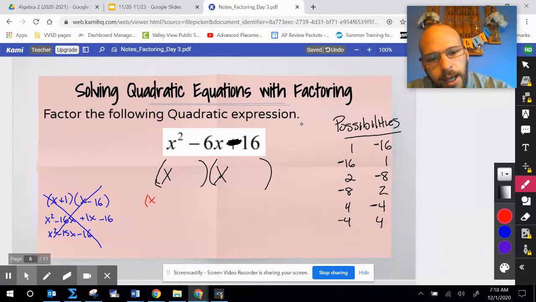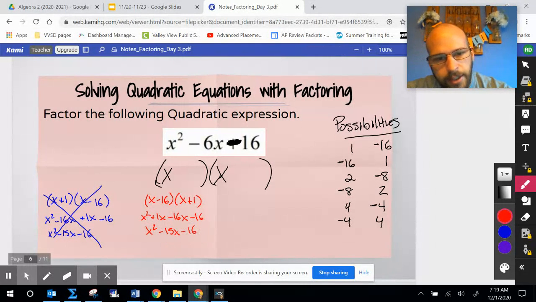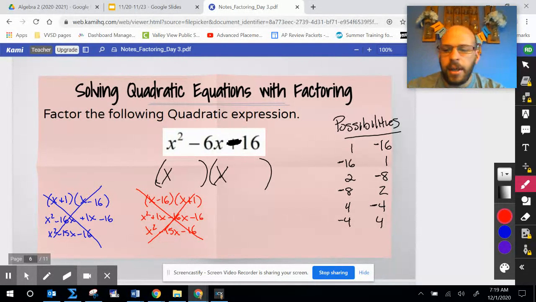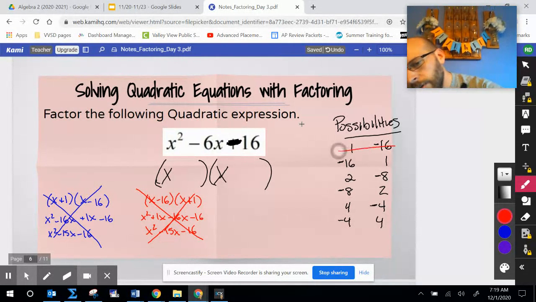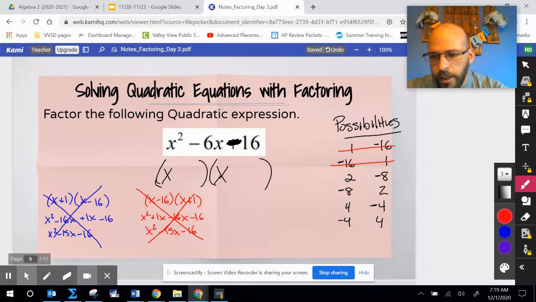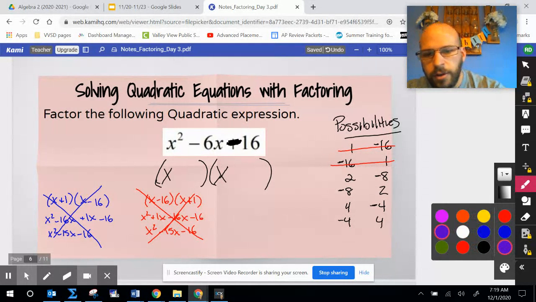So I'm going to say x this time. I still have my minus 16, but first, x plus 1. X times x is x squared. Okay, then I have 1x, then I have a negative 16x, then I have a negative 16. If I combine my like terms and check it, still did not work. I'm trying to get a 6 in the middle, and I keep getting a 15. So I know these first two didn't work. So let's try the third one.